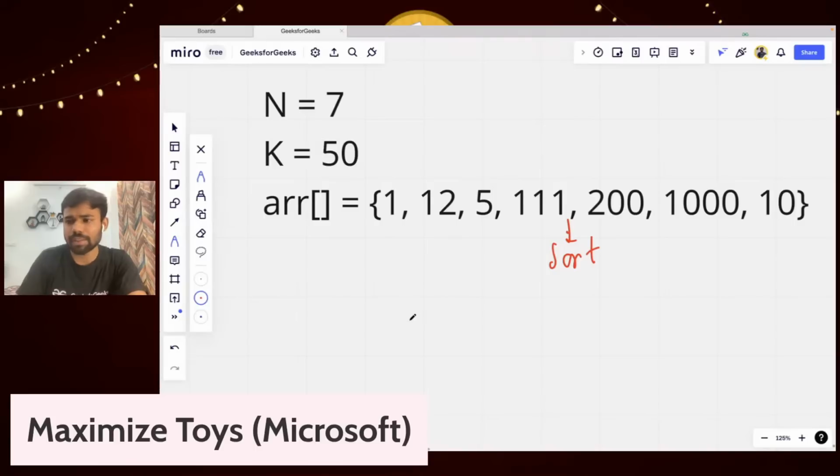It will become, tell me guys, after sorting, what will this array become? अरे यार, मैं क्या पूछ रहा हूँ? I hope that everyone knows this.